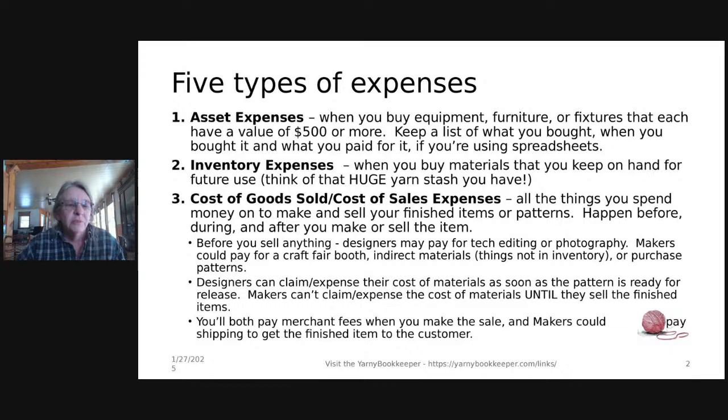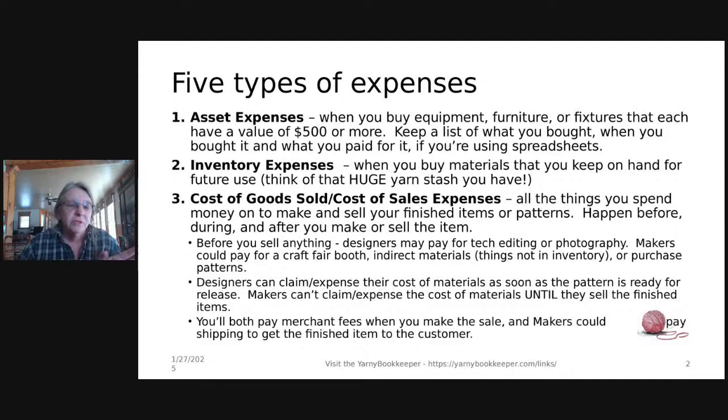The third type of expense that we have is a cost of goods sold or cost of sales expense, okay? Now, cost of goods sold and cost of sales both mean the same thing, even though they have 2 different titles. These expenses are reported on your profit and loss report and include all the things that you spend money on to make and sell your finished items or your patterns. These expenses can happen before, during, and after you make or sell the item or pattern.